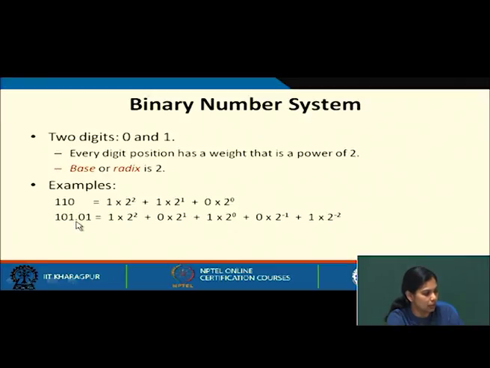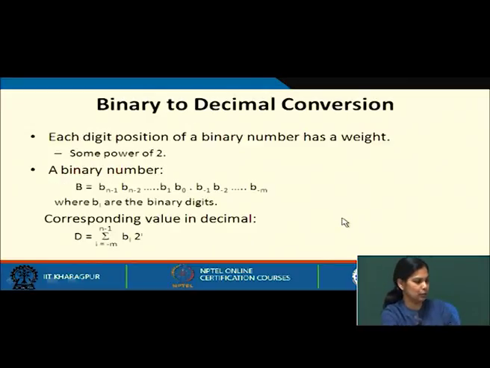Similarly, we can also represent a fractional part. Take 101.01. This digit will be multiplied by 2 to the power 0, the next by 2 to the power 1, and the next by 2 to the power 2. So, we have done 1 multiplied by 2 to the power 0, 0 multiplied by 2 to the power 1, and so on. In the fractional part, in the same way, we multiply with 2 to the power minus 1, 2 to the power minus 2, and so on. So, this will be 0 into 2 to the power minus 1 plus 1 into 2 to the power minus 2, and so on, if there are other digits.